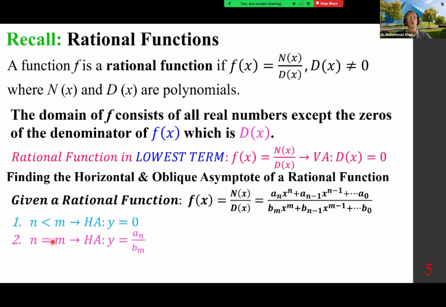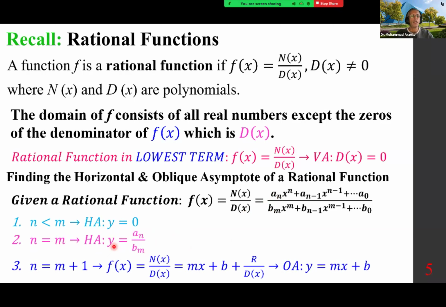If n is equal to m, then the leading coefficients a sub n over b sub m take over, and the horizontal asymptote y will be equal to that. If n is precisely m plus 1, we divide the top by the bottom. It results in a linear function mx plus b and remainder over d of x. Then the oblique asymptote, also known as the slant asymptote, will be y equals mx plus b, this quotient. So oblique or slant asymptote.